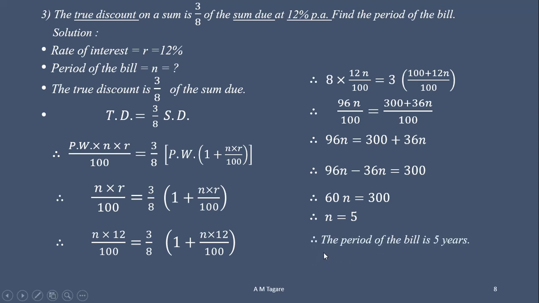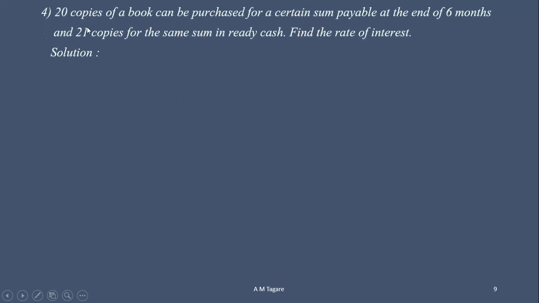Therefore, the period of the bill is 5 years. Remember, n is given in years. So we get the period of the bill is 5 years. Now in this example, we only convert the given sentence into a relation. We use the proper formula and the remaining part is calculation. We get the answer. So let us see one more example.